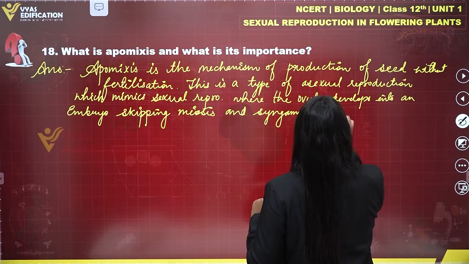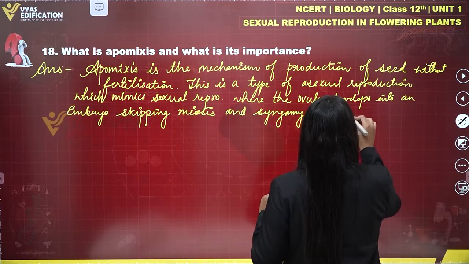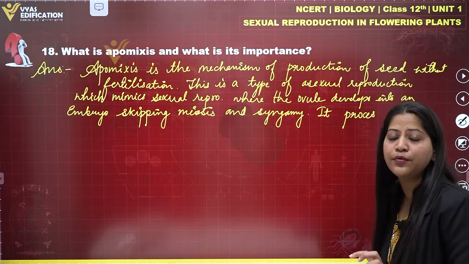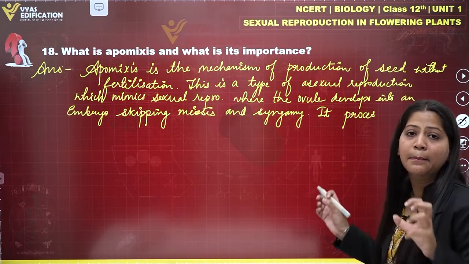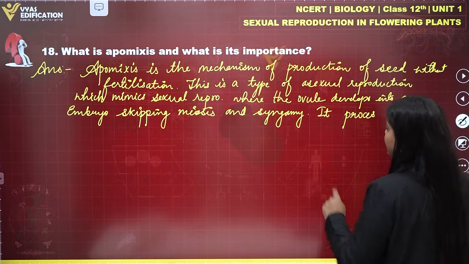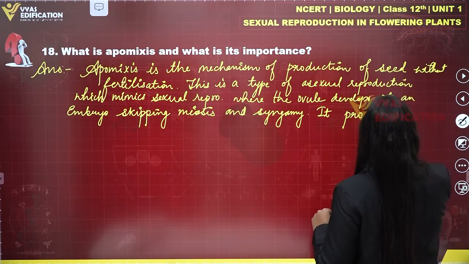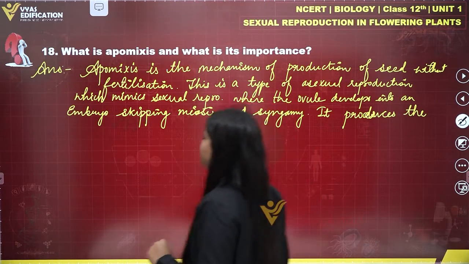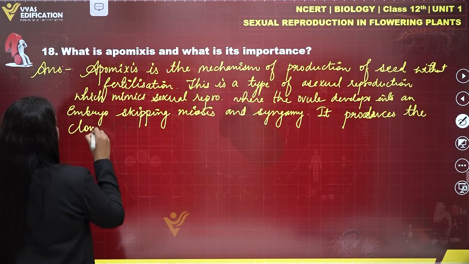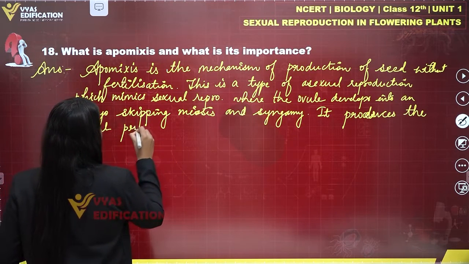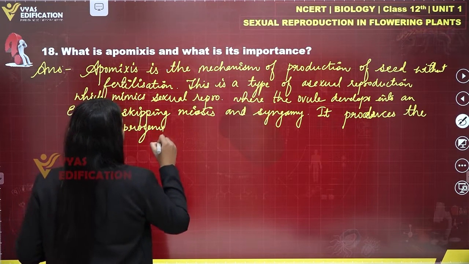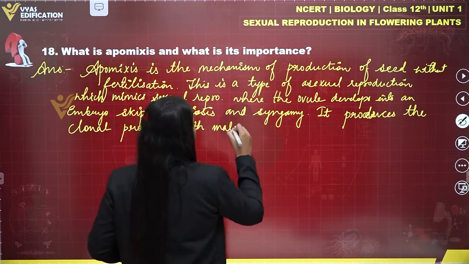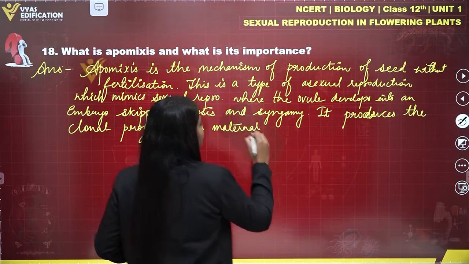Also it produces, because it is a type of asexual reproduction and there is no syngamy, there is no fusion of male and female gametes taking place, so it produces the clonal progeny with maternal genotype.